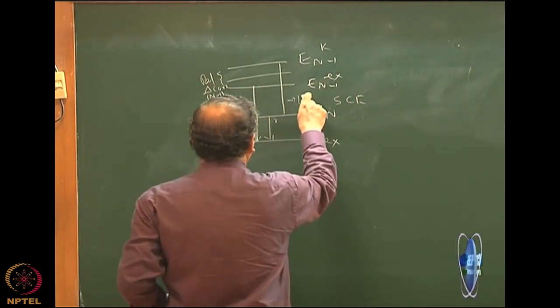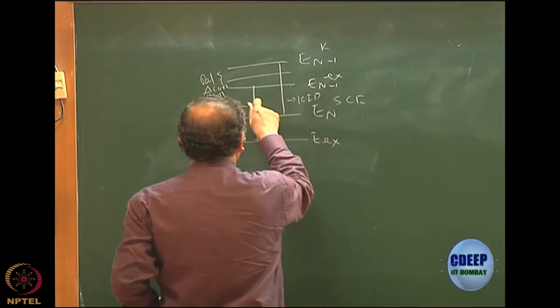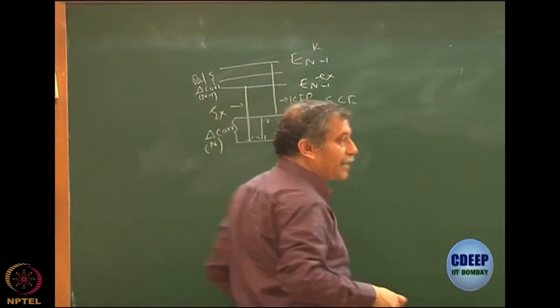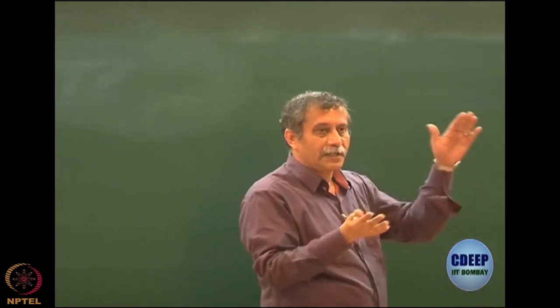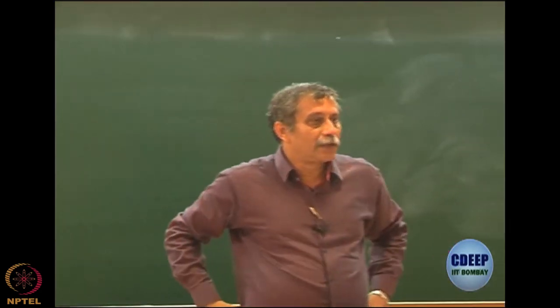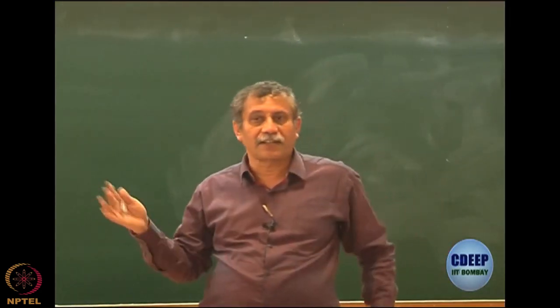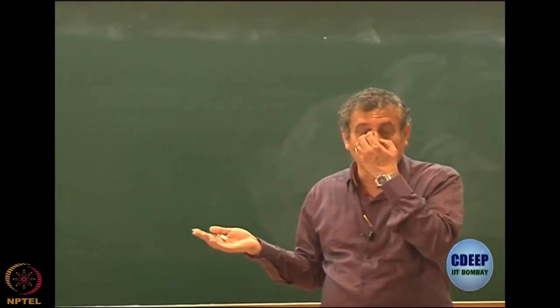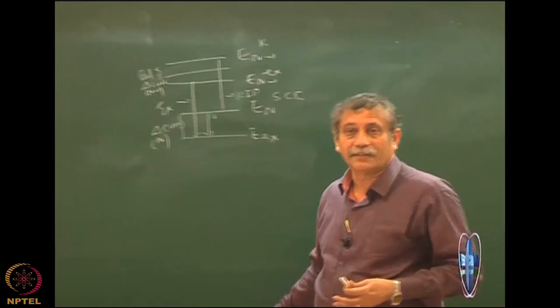So, this is your Koopmans IP, this is your exact IP. Okay? So, that is almost the same, because of the relaxation and correlation correction. This is exactly what is called relaxation and correlation correction. So, both of them work in a way that they cancel each other.